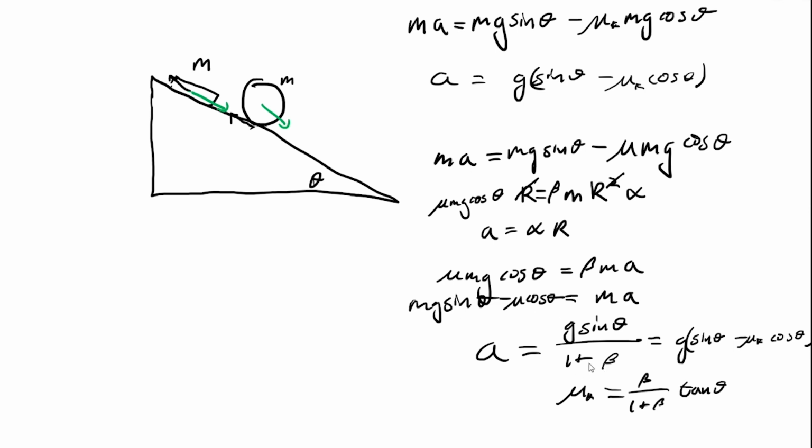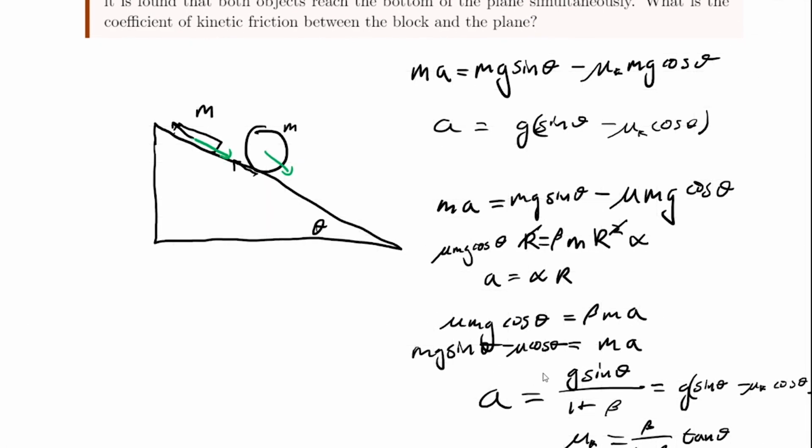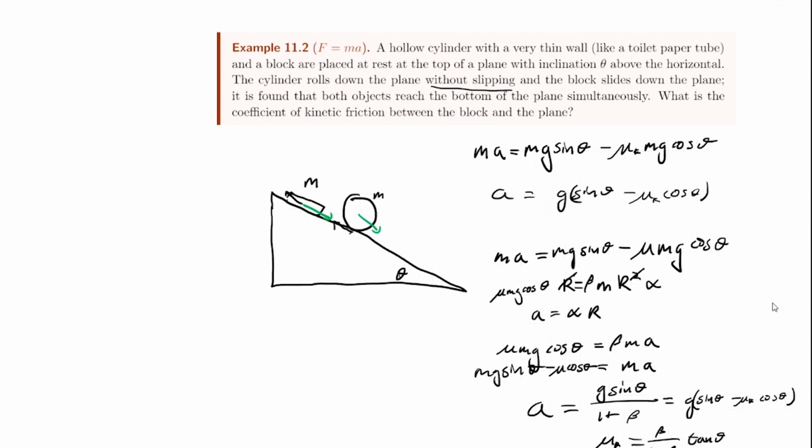Alright, so that's how we solved for mu sub k, but this answer I believe is not really as important as what we found right here: a is equal to g sine theta over 1 plus beta. So what this illustrates is the idea that this rolling adds an effective mass of beta m. The normal force pointing down the plane is mg sine theta, but if we replace it with an inertia of m plus beta m instead, then we get the equation here.